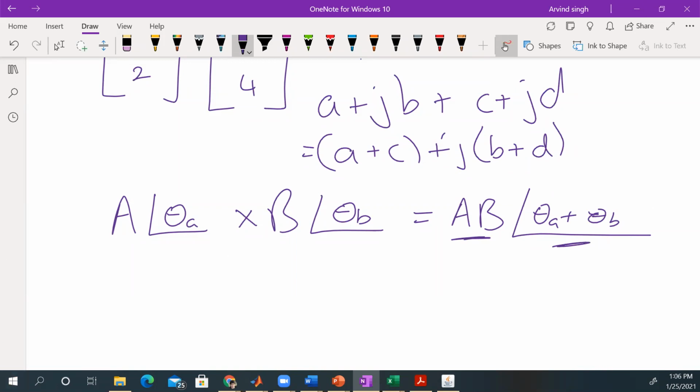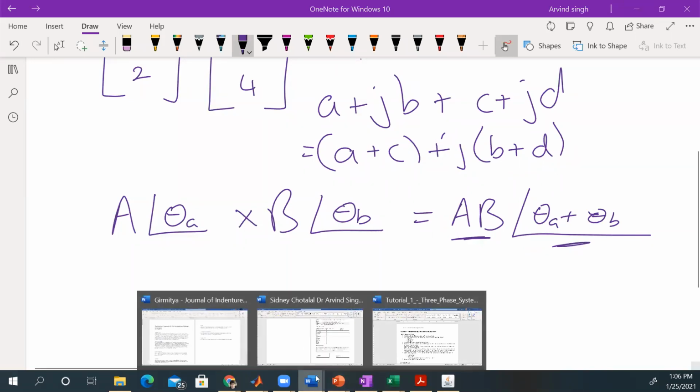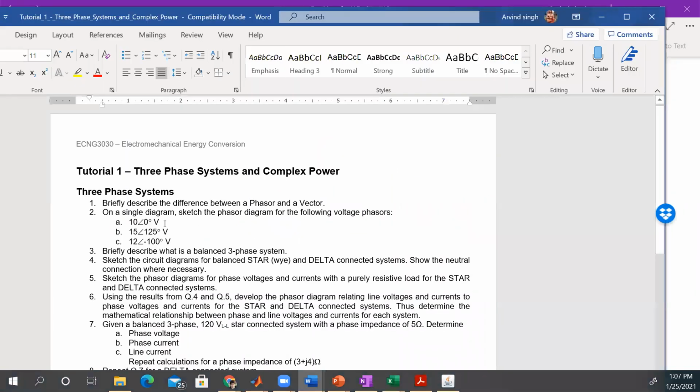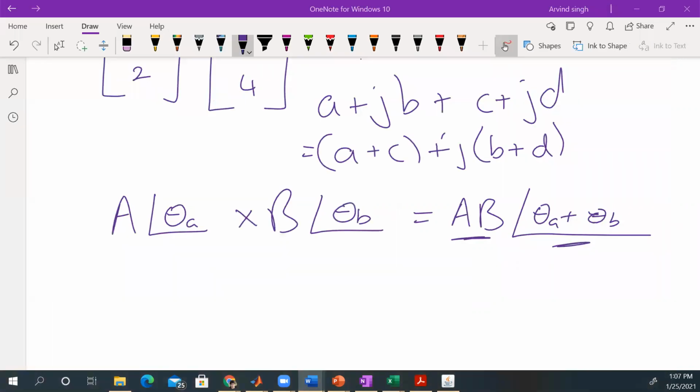Good. So that is basically all it is for that. There's no real definitive answer about what is the difference between phasors and vectors. This was just to get you thinking a little bit about what is really the issue here. Good. So on a single diagram, sketch the phasors for the following: 10 angle 0, 15 angle 125, 12 angle negative 100. Again, this is very simple.